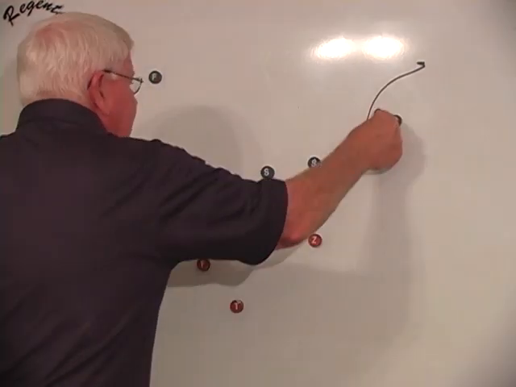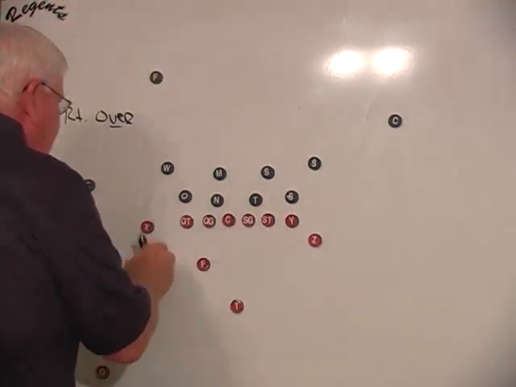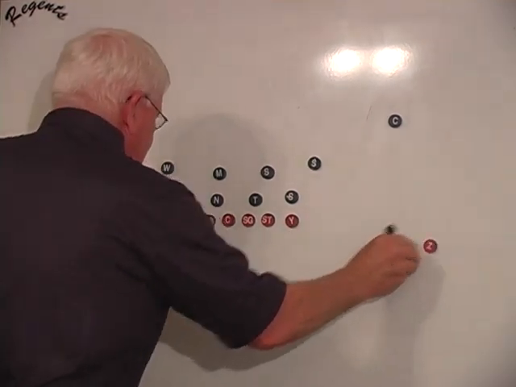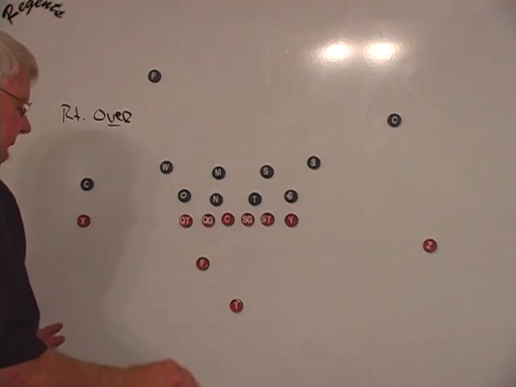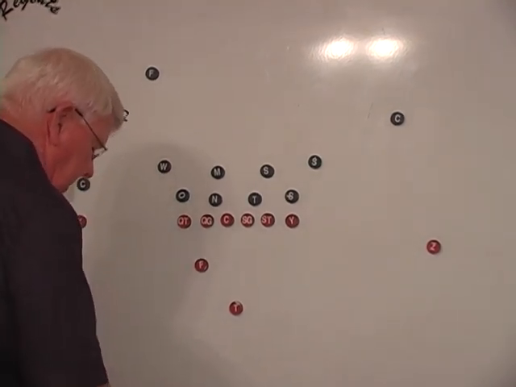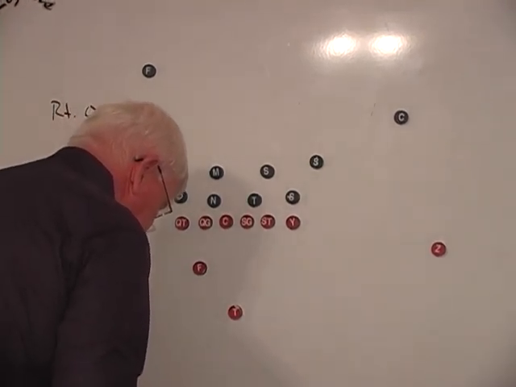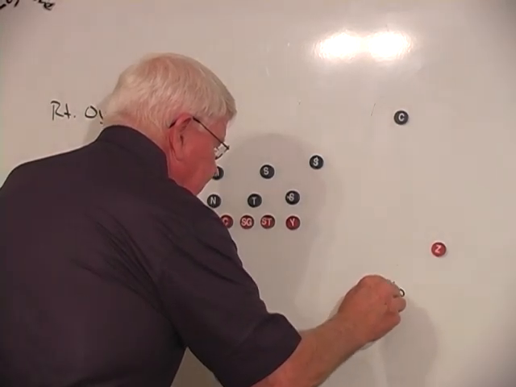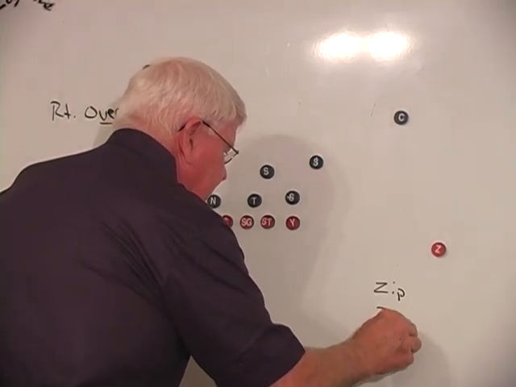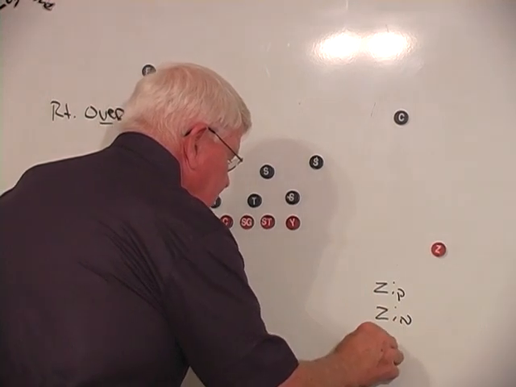Okay, now let's go back to this right here. The Z has three things that we have him do, and his three things are zip, zen, or zoom.